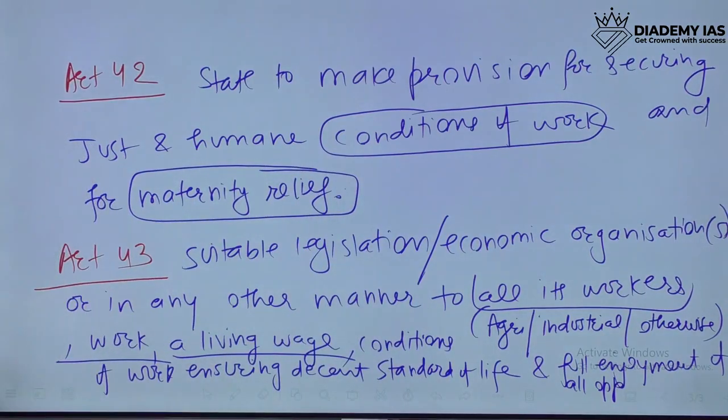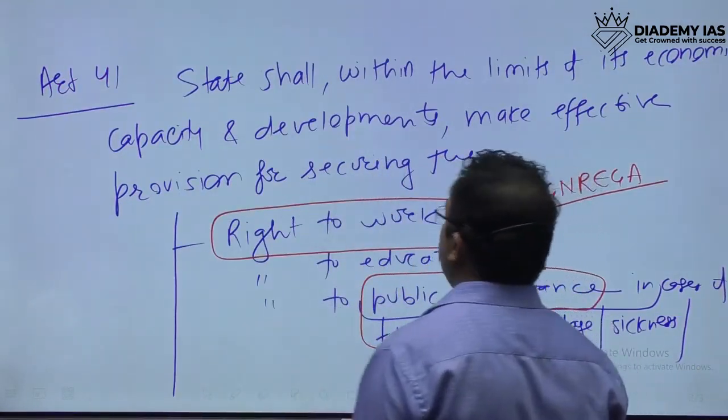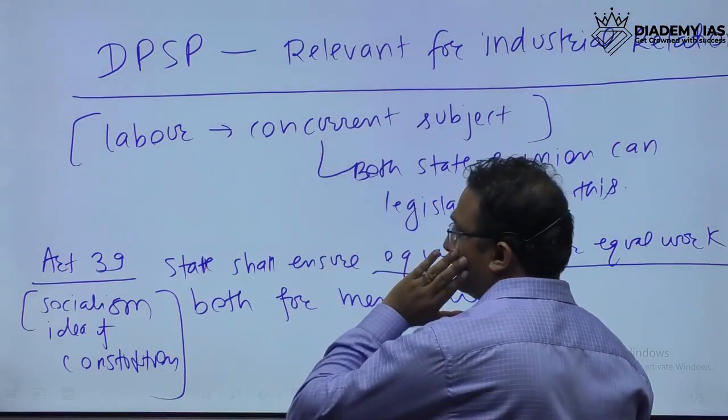So Article 42 talks about just and human working conditions and maternity relief. Article 43 talks about providing work, a living wage, and conditions of work ensuring a decent standard of life and full enjoyment to the people. These are the relevant DPSP provisions you should understand. Then Article 41, the right to work and all, and Article 39 regarding equal pay for equal work, both men and women.